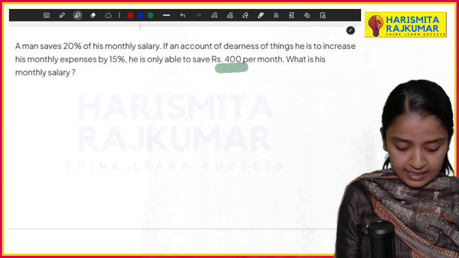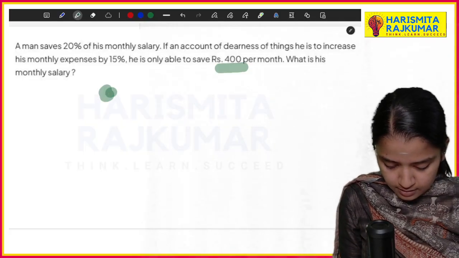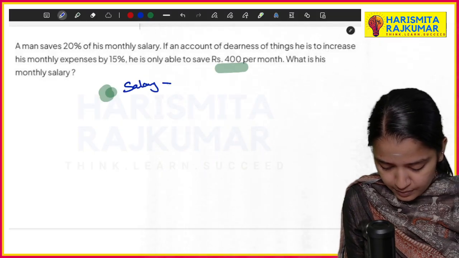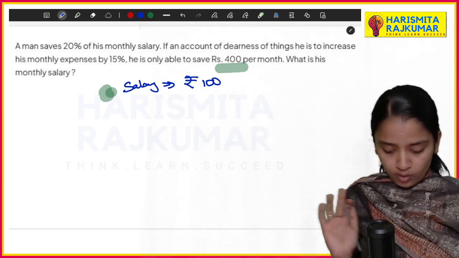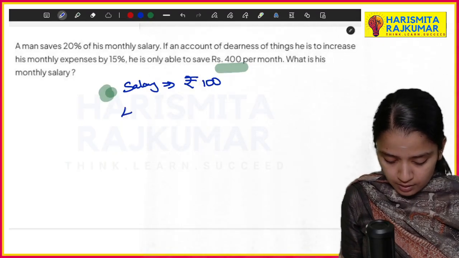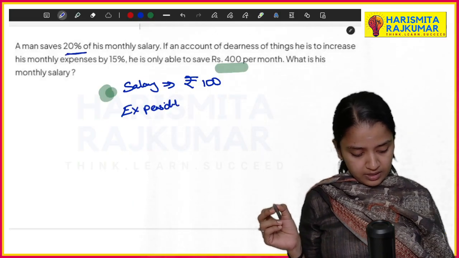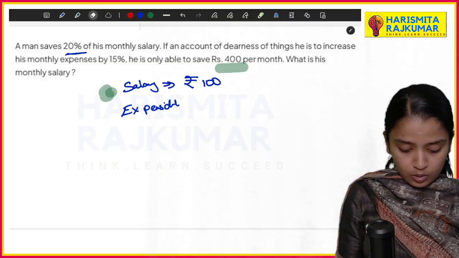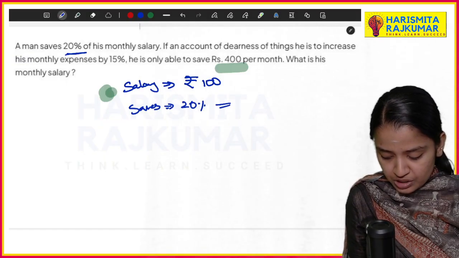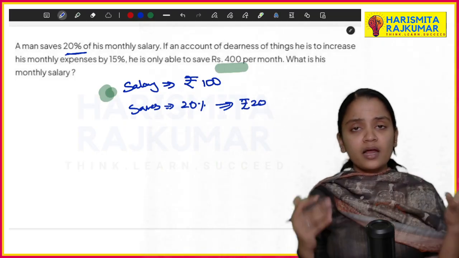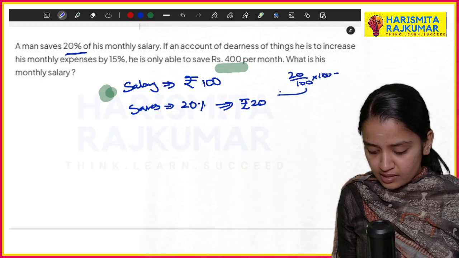So as usual, let the salary be rupees 100. I told you, if you don't know the salary, just keep it as 100. Now, expenditure. What is expenditure? He saves 20%, which is rupees 20, because what is 20% of 100? It is 20 by 100 into 100. So that's how I got this rupees 20.